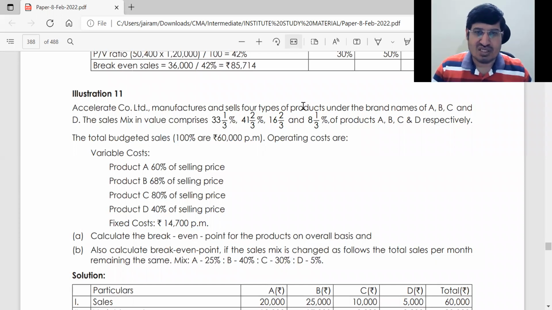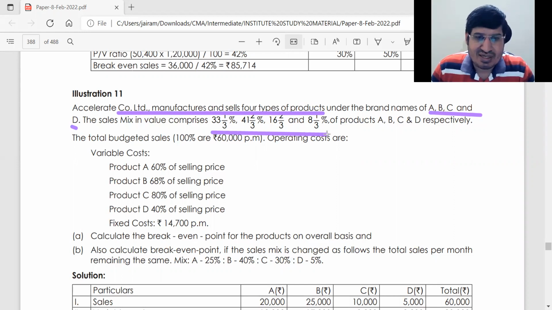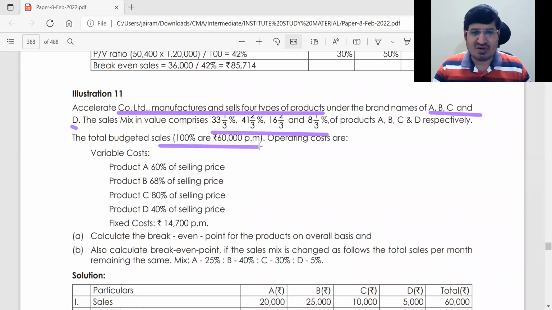So now what is this problem? Let us see. This company manufactures and sells 4 types of products: A, B, C, D. These 4 are the sales mix, and the total of these 4 you will get 100. So these are the 4 percentages, and total budgeted sales are 60,000 per month. So multiply 60,000 by these percentages, you will get individual sales of these 4 products.